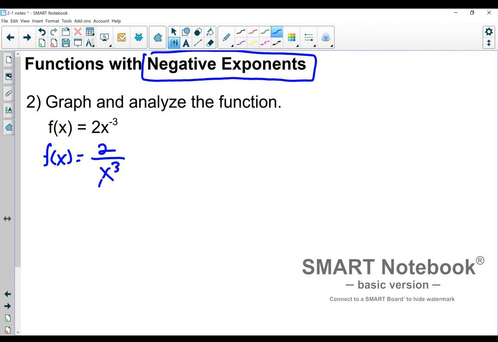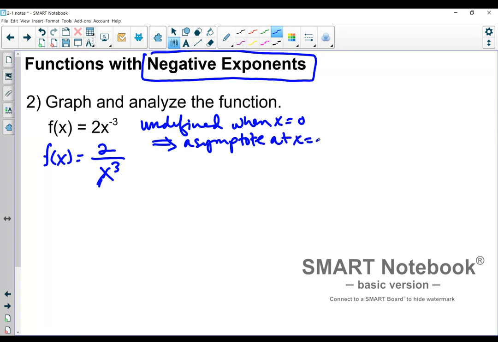And then I would use some of my other graphing things that I know. So I can't have 0 in my denominator. It's undefined when x equals 0. So that means I'm going to have an asymptote at x equals 0. And then I have a bigger degree of x on the bottom, so I am going to have an asymptote that's y equal to 0.